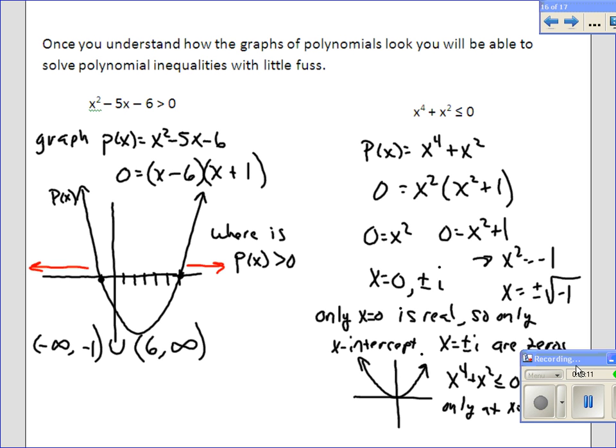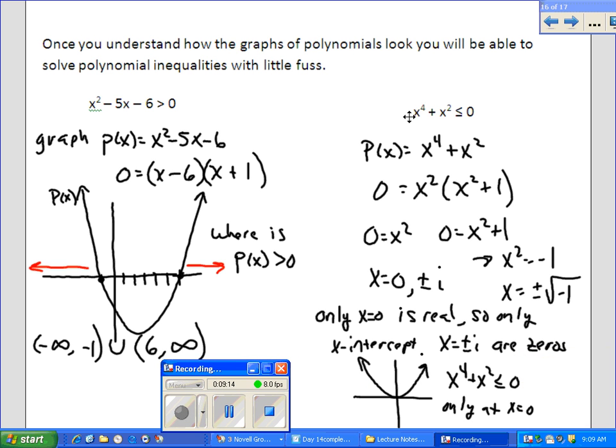Here's one more. Get this out of the way. Okay, x to the fourth plus x squared less than or equal to 0 this time. So again, we can factor it. We get two quadratics. This one gives us x equals 0. This one gives us non-real numbers. So we only have one x-intercept at 0. And because we know it's an even degree, degree 4, positive leading coefficient, we know it has to be increasing. So it's going to look something like this.